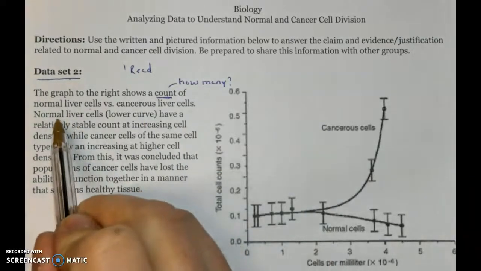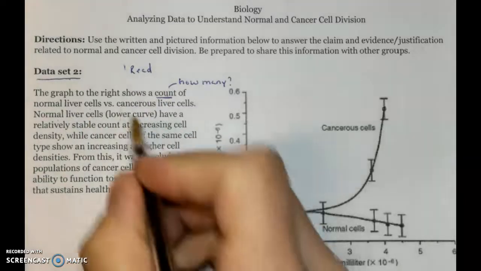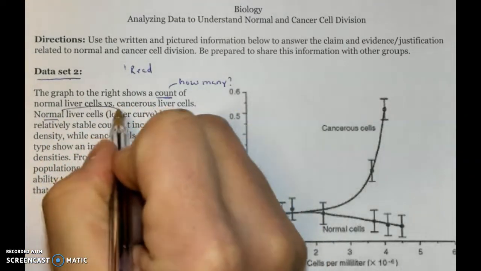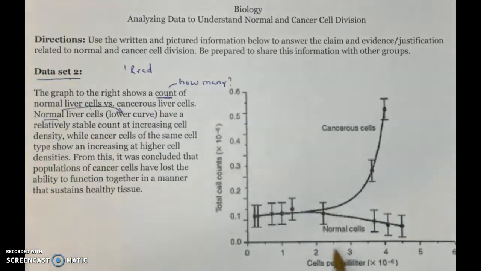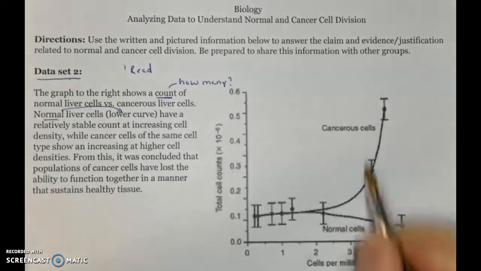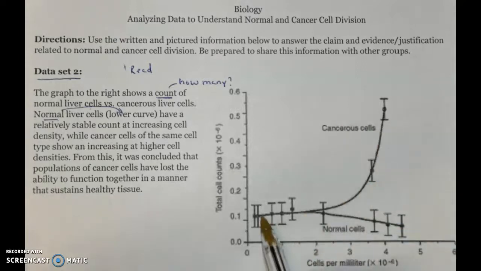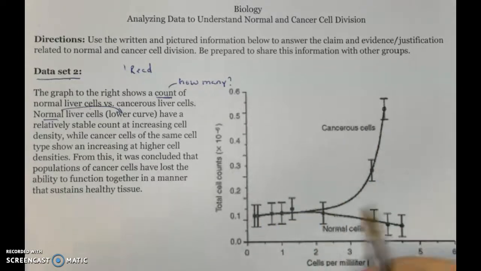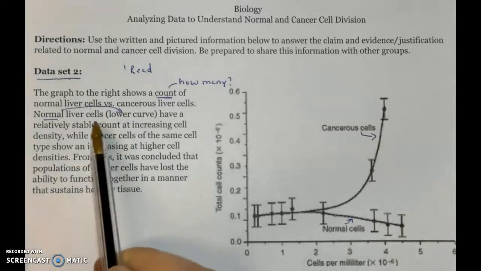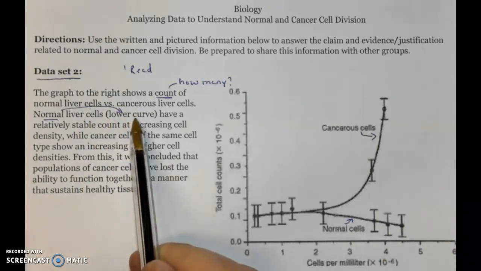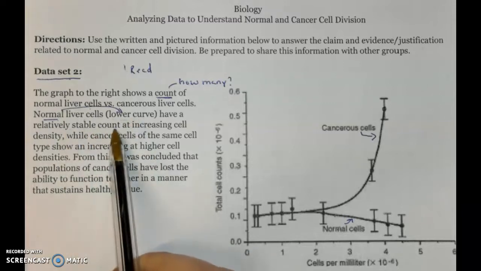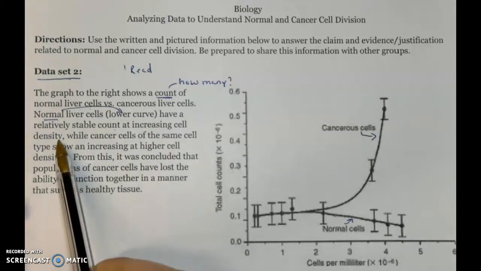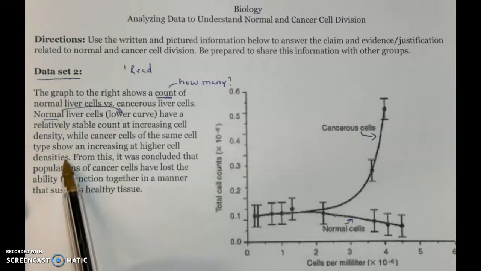It's telling us that normal liver cells is the lower curve. Looking at our graph, we can see normal cells here. Cancerous cells, the lines overlap here and then split right here. So this bottom one is where we see the normal ones, and this one that goes up is the cancerous ones. It tells us that these normal liver cells have a relatively stable count at increasing cell density, while cancer cells of the same cell type show an increase at higher cell densities.